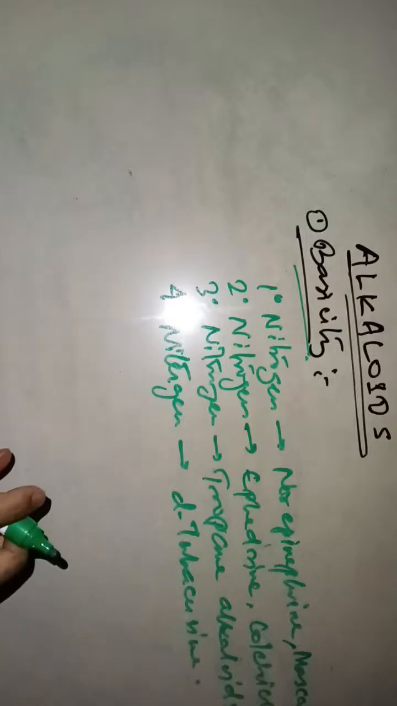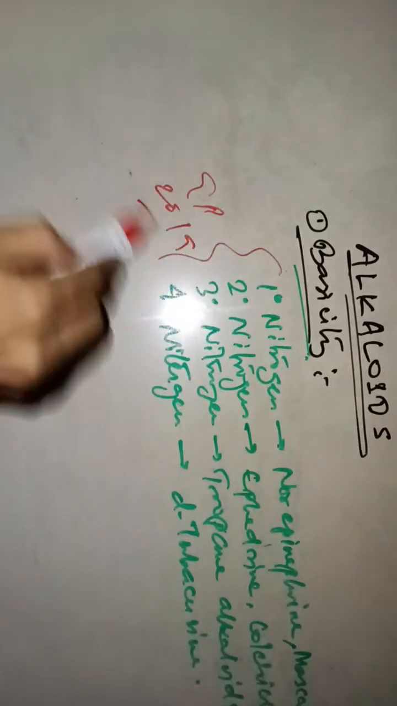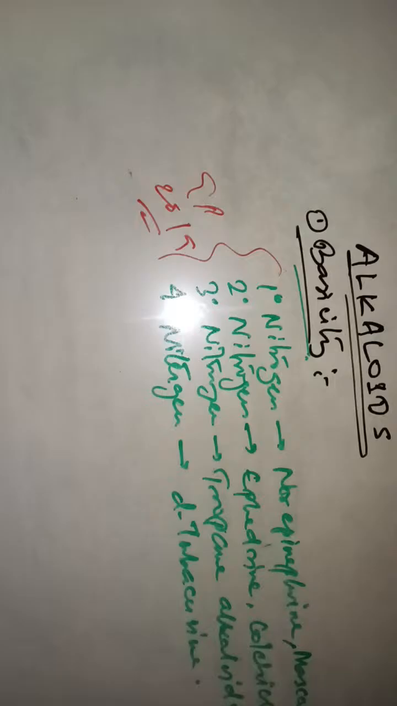Okay, so these are previously asked questions. It was already asked in GPAT 2019, you will find that question. It asked about primary, secondary, tertiary, and quaternary nitrogen. So which nitrogen is present in which compound?